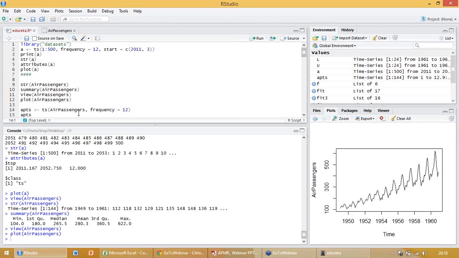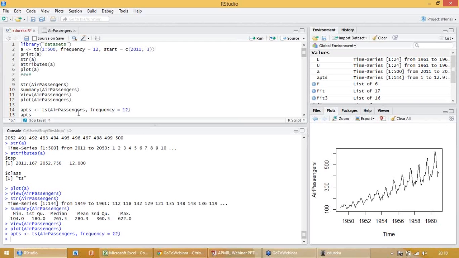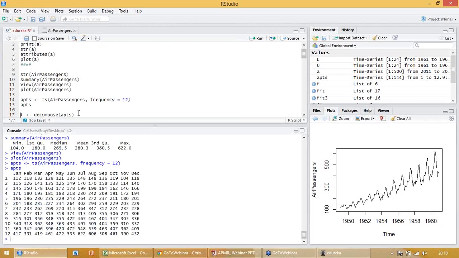Now I'll convert this into my system of time series, right? This is the annual data. APTS is basically air passenger data, and I convert it into time series. I took 12 months and told it to take all 144 observations and bring them down in monthly order. I have not specified a year. If you want, you can specify a year.